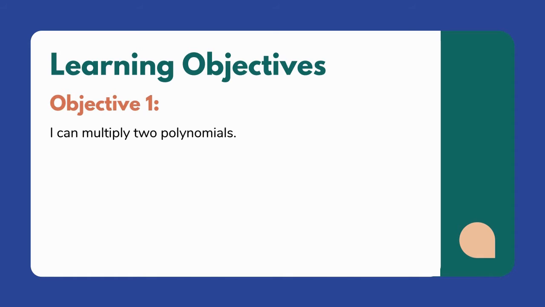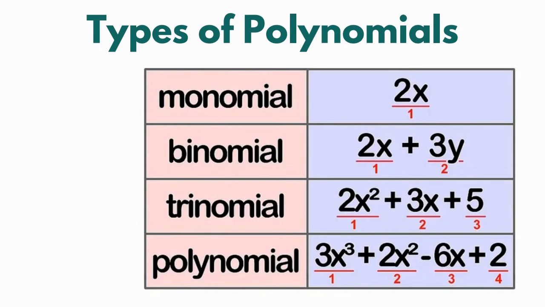We just have one learning objective for this video. Our objective is that we can multiply two polynomials. In our first video on multiplying polynomials, we focused on multiplying monomials with binomials. In this video, we are only focusing on multiplying together two binomials. So we will be multiplying two expressions that each have two terms, and our final answer is going to be a trinomial.